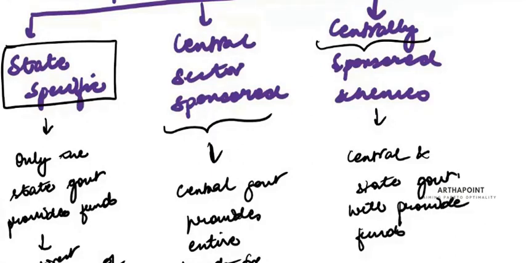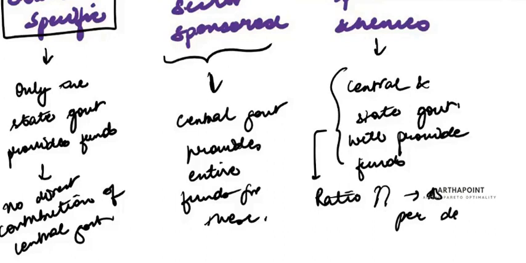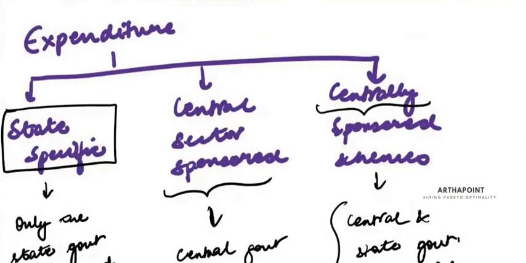So both the central and state governments will provide funds for this scheme. In what ratio? Well, the ratio can be as per the design. Maybe for one scheme, the ratio is 90% by center, 10% by state. Maybe in another scheme, the ratio is 50% by center, 50% by state. So the ratio can differ. But this is one way of going ahead and classifying the government expenditure.